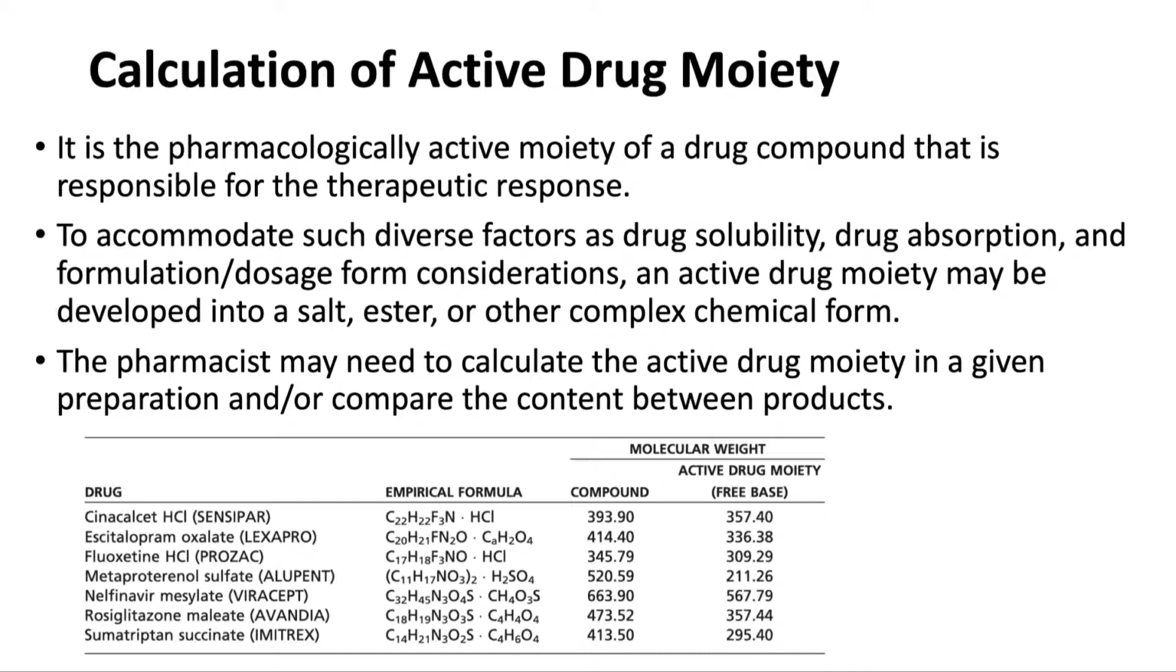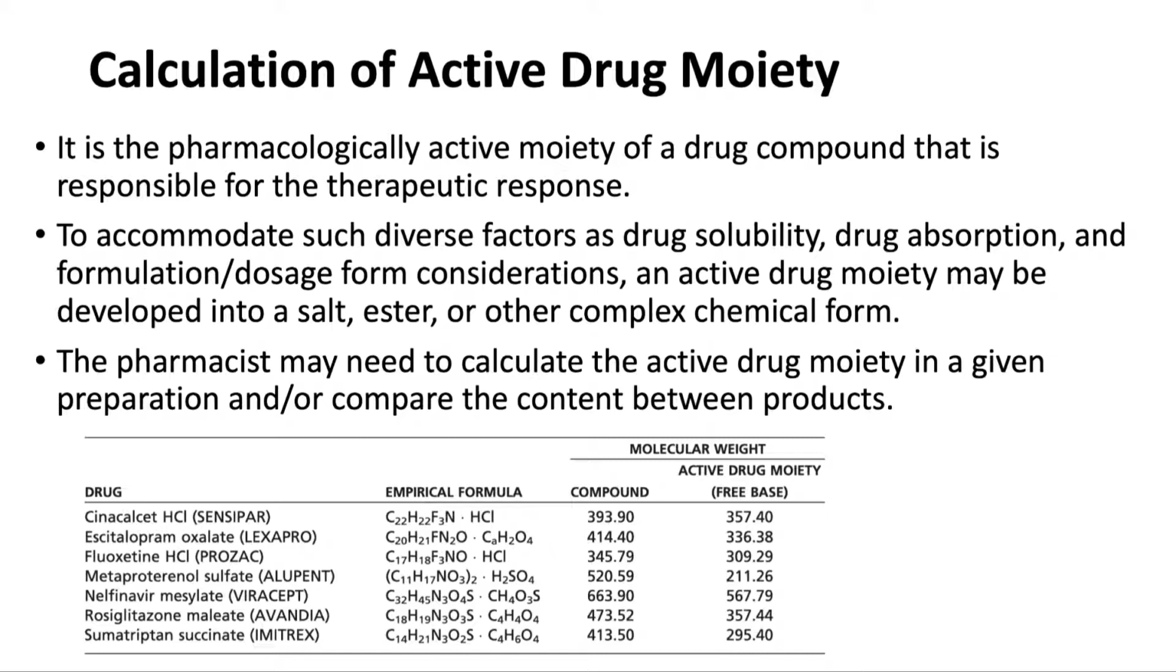All right. Well, why is there anything other than a drug moiety? You think, well, why would you have anything other than just the active drug moiety? Well, the problem is an active drug moiety in itself chemically may not be soluble in water. It may not be able to be absorbed very well. It may not be able to be formulated into a dosage form that's easy to take.